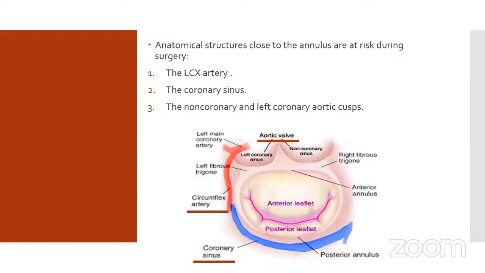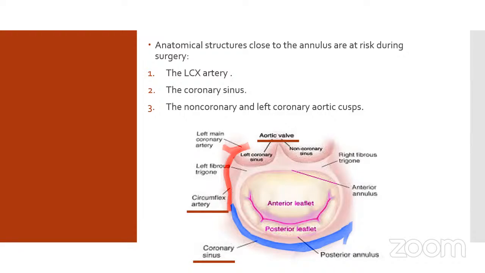There are anatomical structures close to the annulus that are at risk during surgery. The left circumflex artery, which runs between the base of the left atrial appendage and the anterior commissure, around 3 to 4 millimeters from the leaflet attachment, and then moves away from the rest of the posterior annulus.